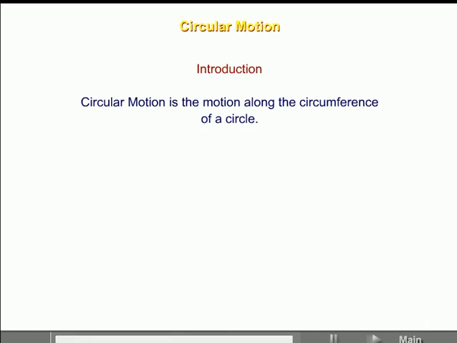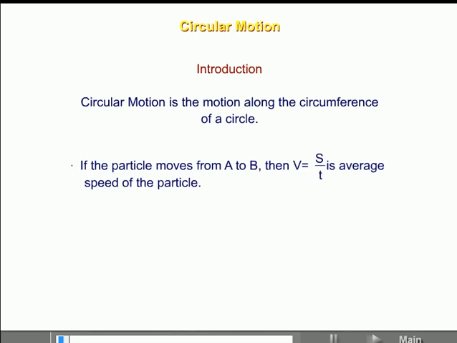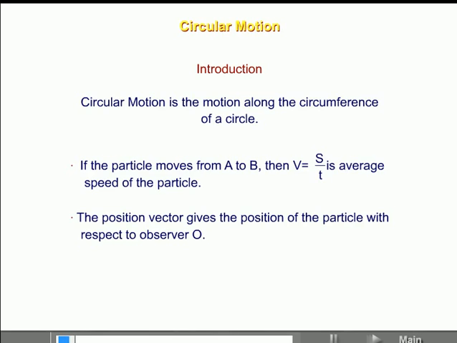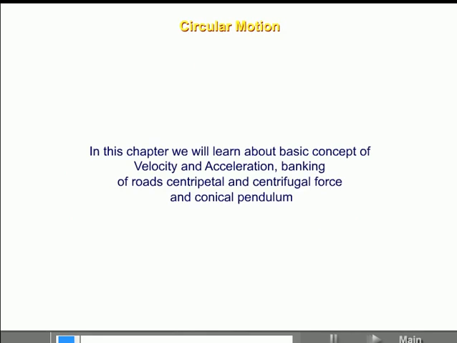Circular motion. Introduction. Circular motion is the motion along the circumference of a circle. If the particle moves from A to B, then v equal to s upon t is the average speed of the particle. The position vector gives the position of the particle with respect to observer O. In this chapter, we will learn about basic concepts of velocity and acceleration, banking of roads, centripetal and centrifugal force, and conical pendulum.